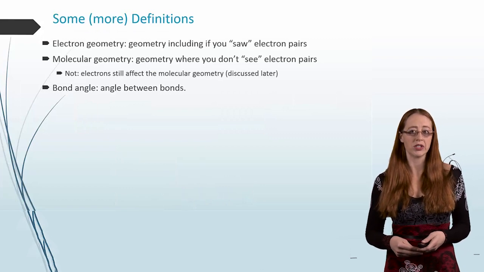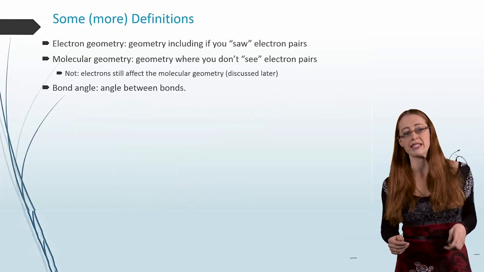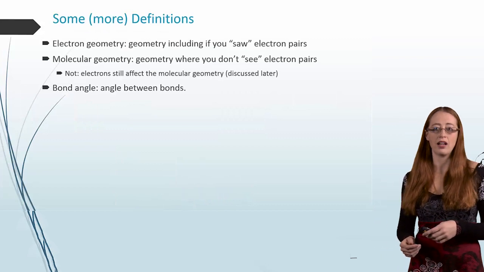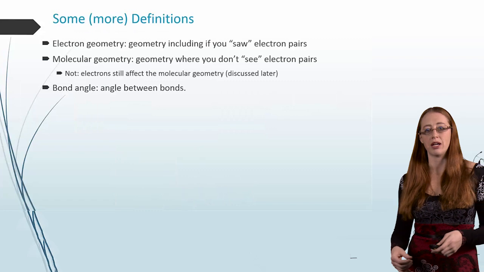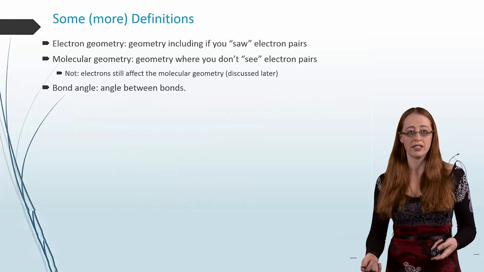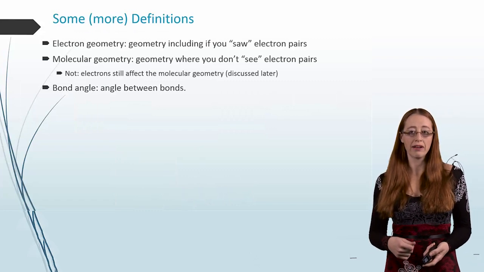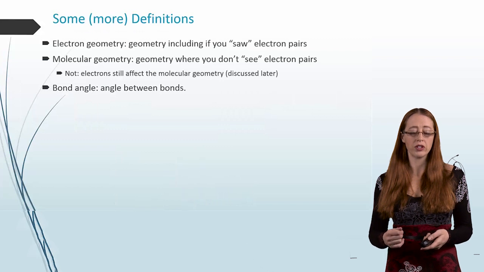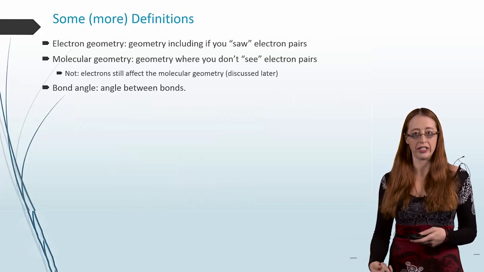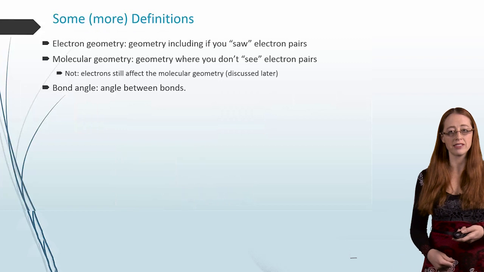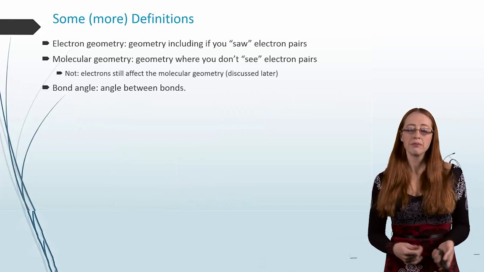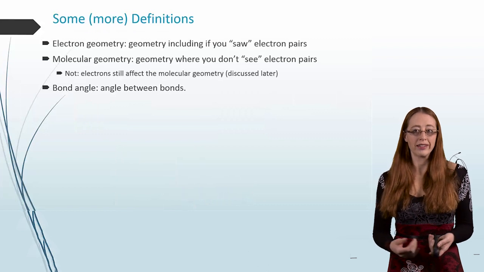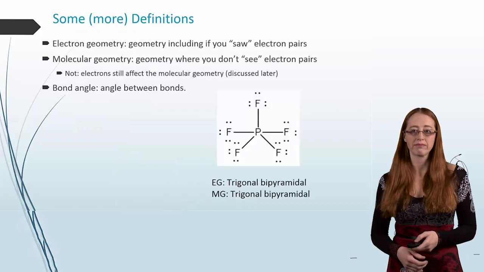The electron geometry is where I say, quote unquote, if you can see the electron pairs. Now with the molecular geometry, the electron pairs still affect the geometry. It still changes the way that the bonds are rearranged. However, we're not seeing the lone pairs when we're actually figuring out the geometries. So it affects the geometry, but it doesn't factor into, I guess, how we name it. Bond angle is relatively self-explanatory. It's the angle between the bonds.